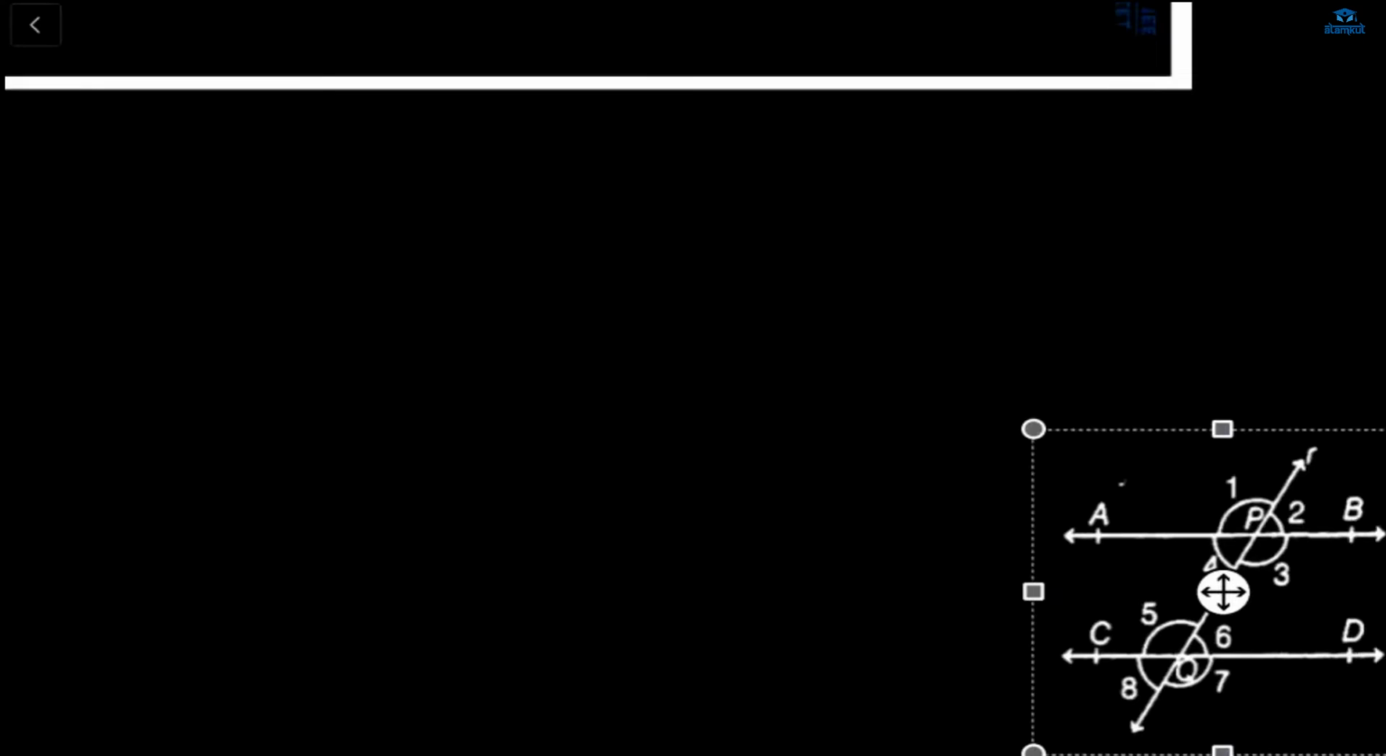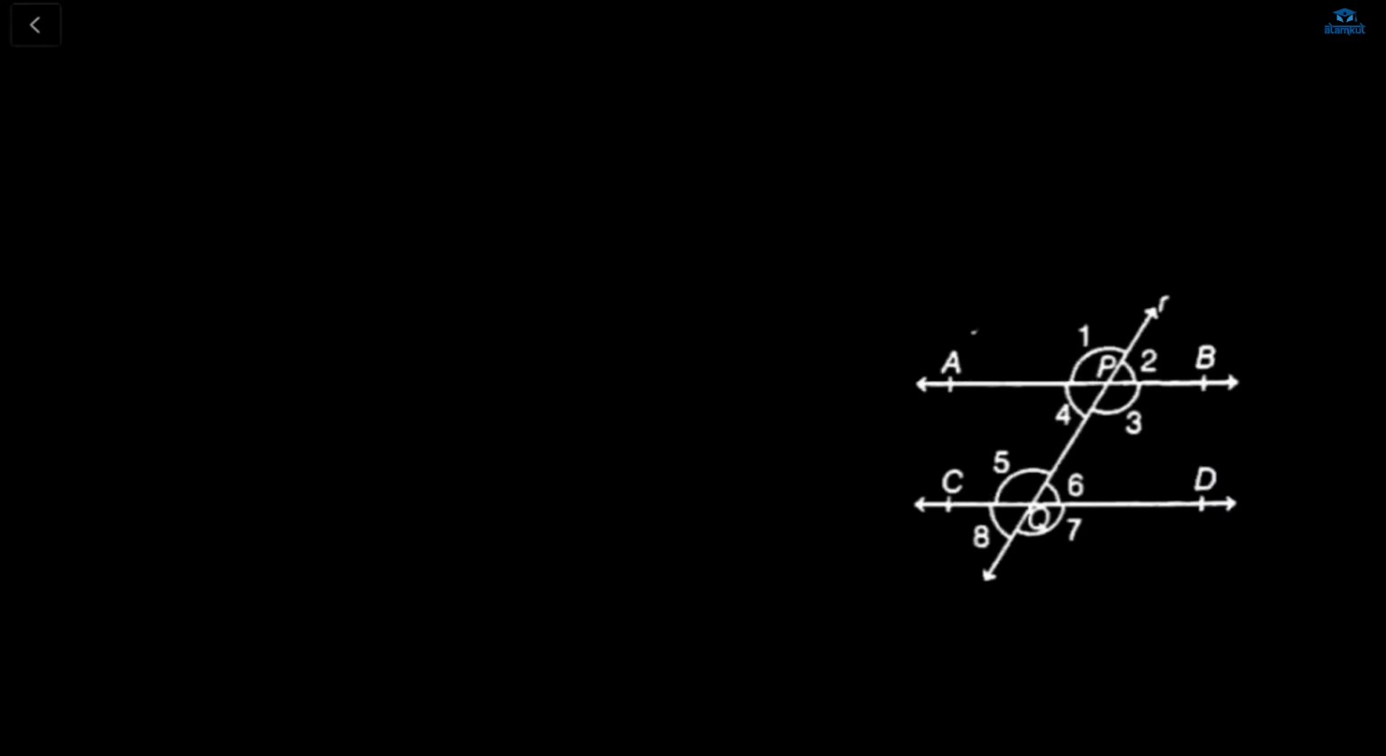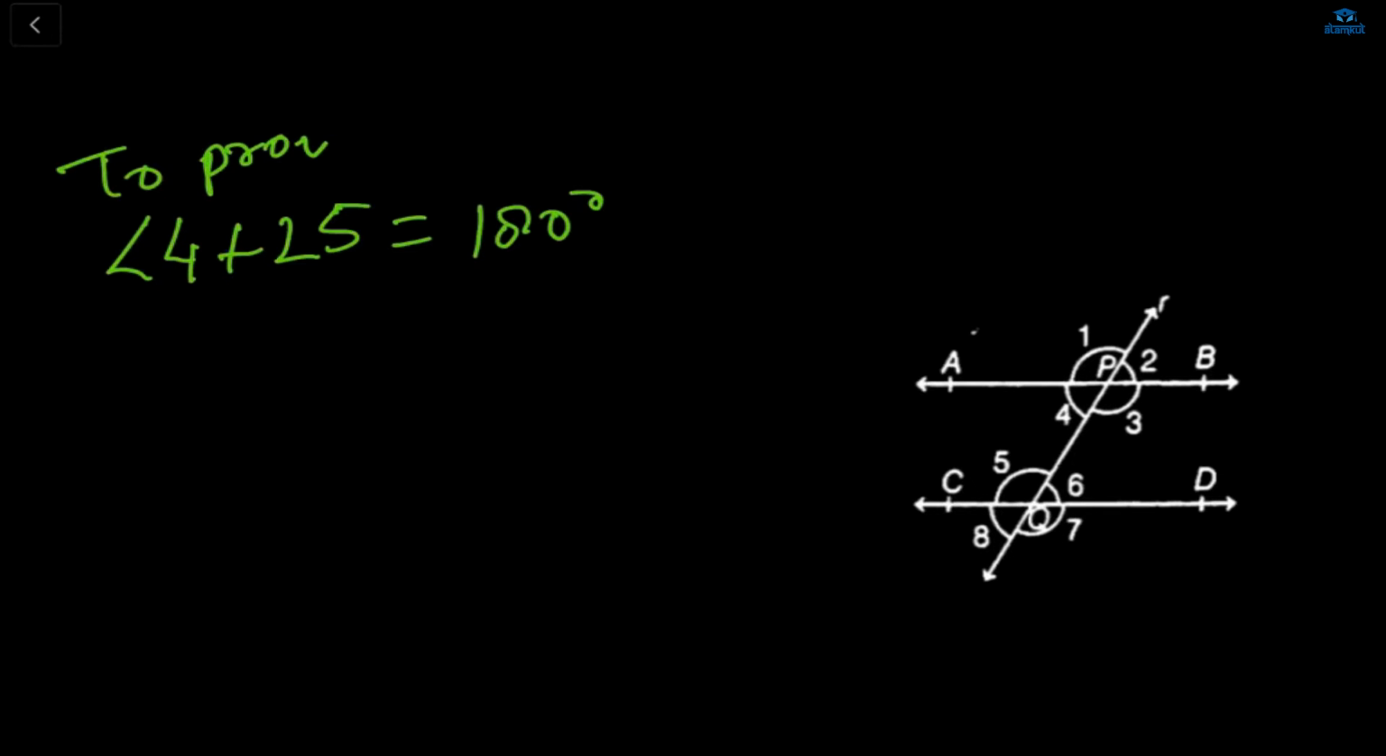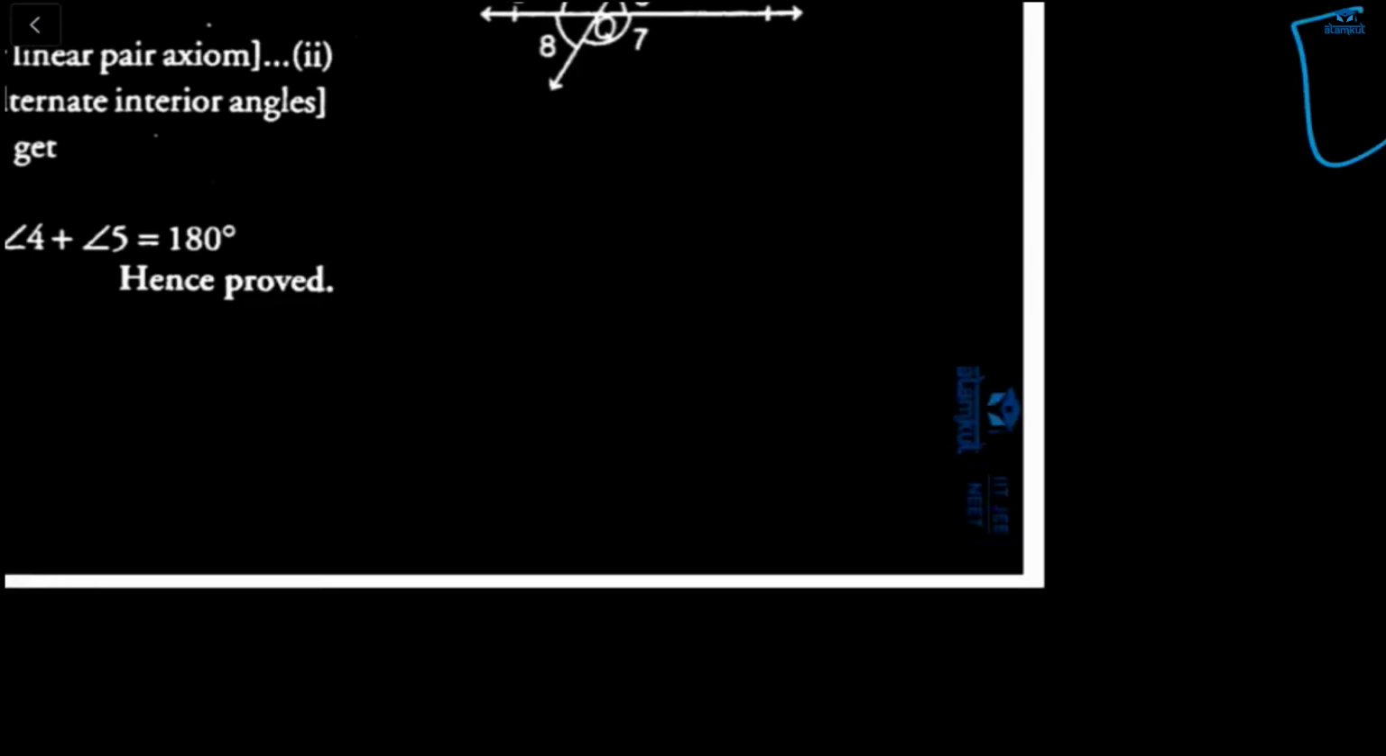Now if you see here, angle 4 and 5, what does it say? That angle 4 plus angle 5 is equal to 180 degrees. You have to prove. And similarly, angle 3 plus angle 6 is equal to 180 degrees. If the two lines are parallel and a transversal is crossing both the lines at any 2 points, here in this diagram you can see P and Q, then the interior angles on the same side are supplementary.